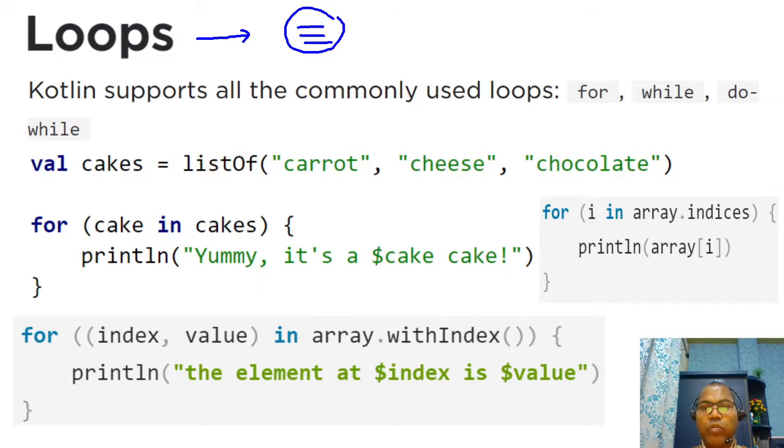So Kotlin supports, you can say, majorly three kinds of loop: for loop, while loop, and do while loop. Let us discuss one by one what the syntax of the for loop is, and similarly the while loop and do while loop.